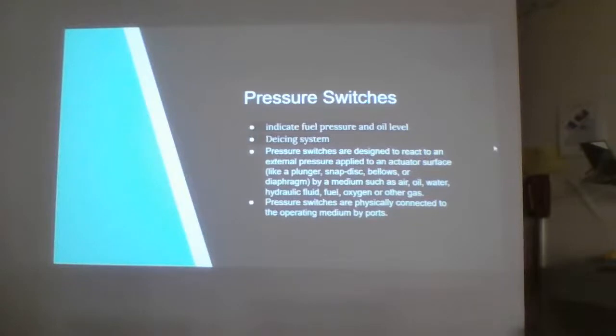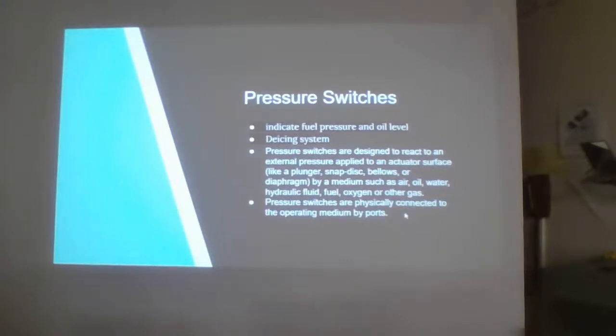Okay, more about pressure switches. They can indicate fuel pressure and oil level. They're also used in the de-icing system. Those are just some examples of places that pressure switches are used in different systems. Pressure switches are designed to react to an external pressure applied to an actuator surface like a plunger, a snap disc, bellows, or diaphragm by a medium such as air, oil, water, hydraulic fluid, fuel, oxygen, or other gas, any of the stuff that we use in aviation.